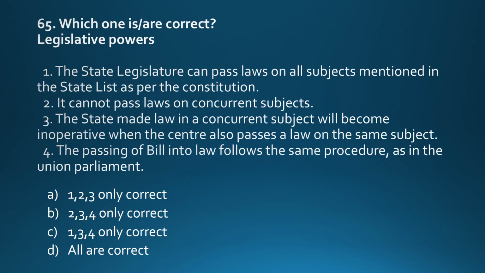Question number 65. Which one is or are correct? Legislative powers. 1. The state legislature can pass laws on all subjects mentioned in the state list as per the constitution. 2. It cannot pass laws on concurrent subjects. 3. The state-made law in a concurrent subject will become inoperative when the centre also passes a law on the same subject. 4. The passing of bill into law follows the same procedure as in the Union Parliament. Option A 1, 2, 3 only correct. Option B 2, 3, 4 only correct. Option C 1, 3, 4 only correct. Option D all are correct. Correct answer is option C 1, 3, 4 only correct.